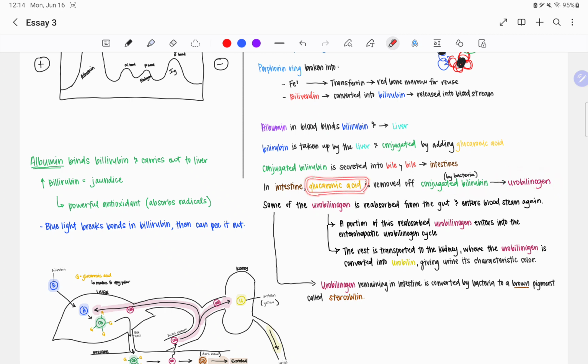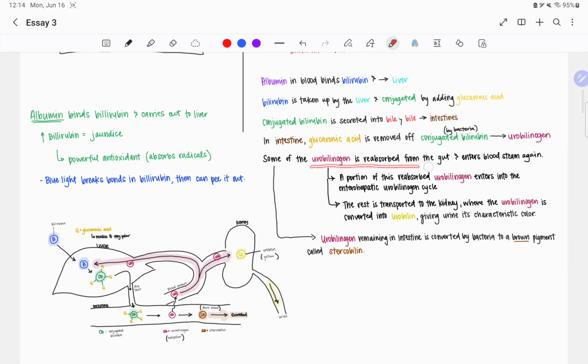So again, once the glucuronic acids are taken off of the conjugated bilirubin, it becomes urobilinogen. Then there's a couple of different paths that urobilinogen could follow. It can either be reabsorbed into the bloodstream, so leave the gut, leave the intestines, enter the bloodstream again, and then it can either go back into the liver and be reconjugated and do the whole cycle all over again, which is called the enterohepatic urobilinogen cycle, or it can go into the kidney and be converted into urobilin and then be excreted as urine.